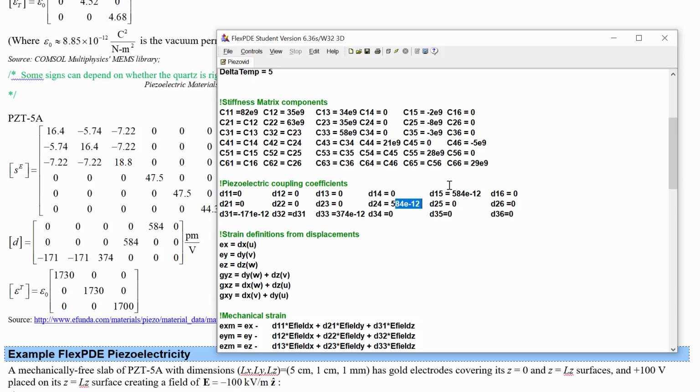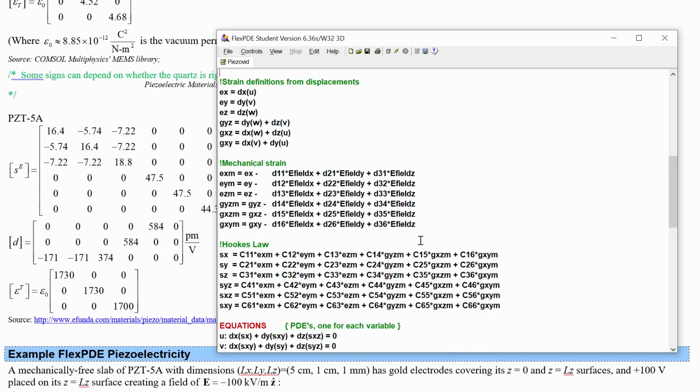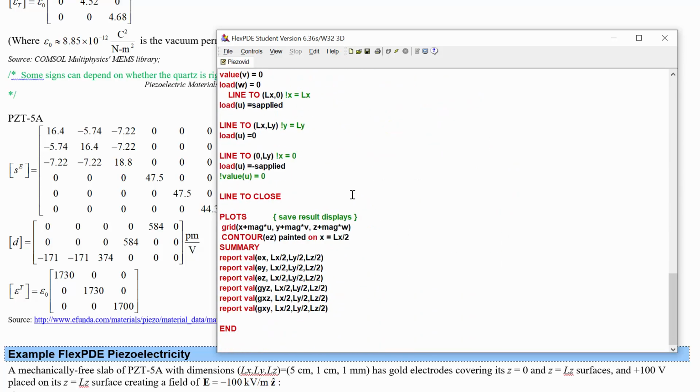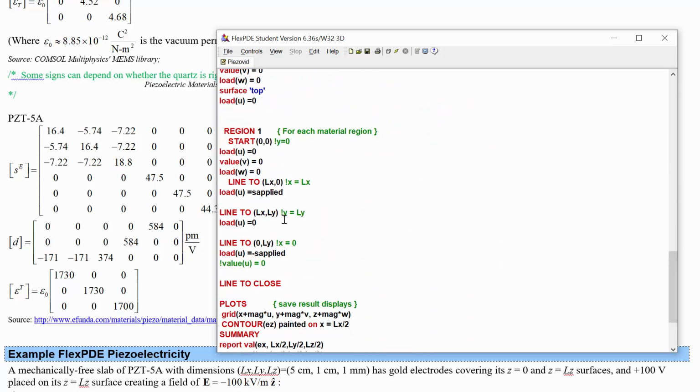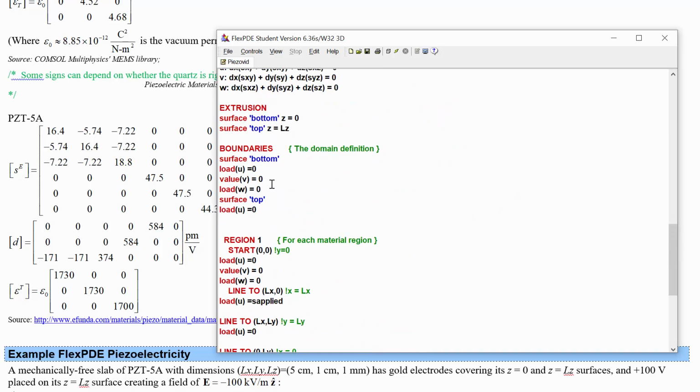E minus 12, 584, 584, E minus 12. Okay, looks good. Much easier to check that we've got it in there correctly by laying it out in a way that looks kind of similar to this. And then we can also look across and make sure we typed all the components correctly. So we've got first column, second, third, fourth, fifth, sixth, and then 1, 2, 3, 1, 2, 3, 1, 2, 3, 1, 2, 3, 1, 2, 3, 1, 2, 3. Okay, looks good.